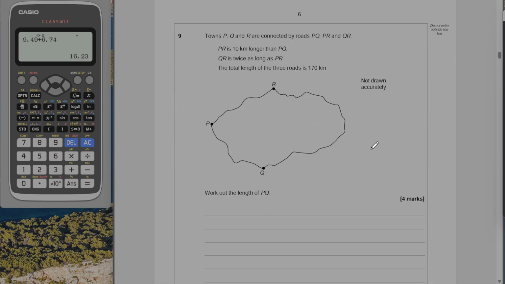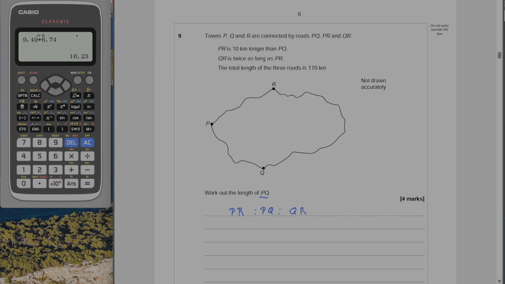Okay, question 9. Towns P, Q, and R are connected by roads. PR is 10 kilometers longer than PQ. QR is twice as long as PR. Total length of the 3 roads is 170 kilometers. Work out the length of PQ. Right, so my 3 roads then are PR, PQ, and QR.